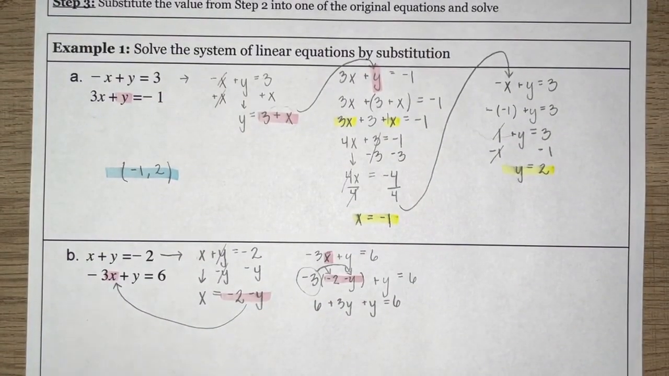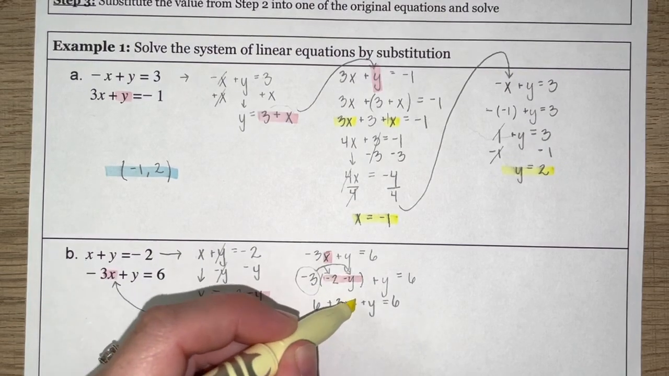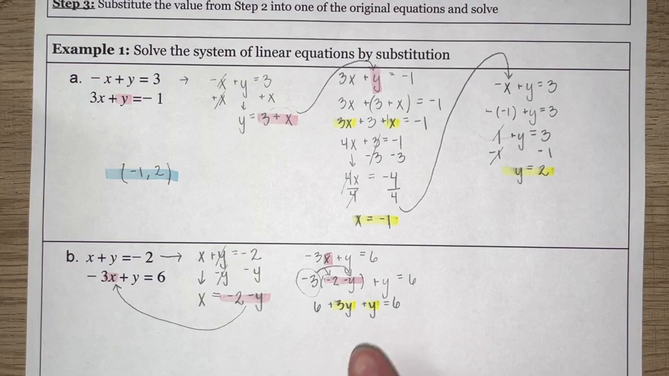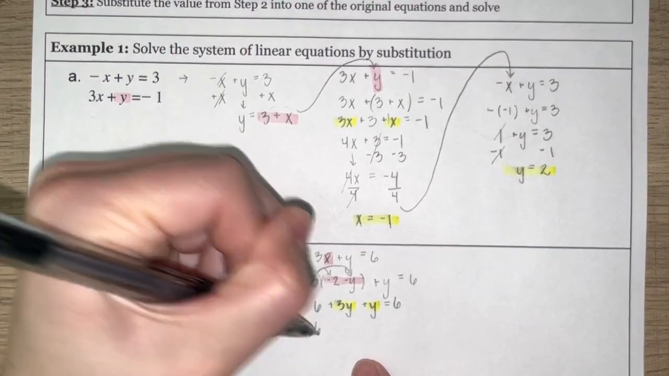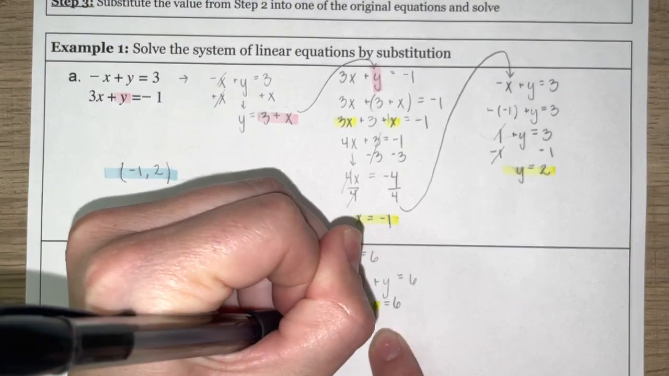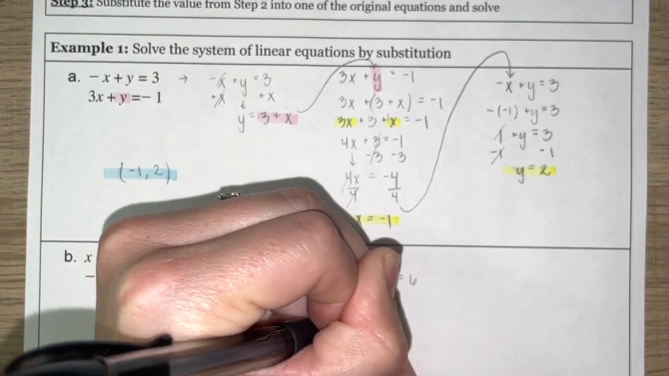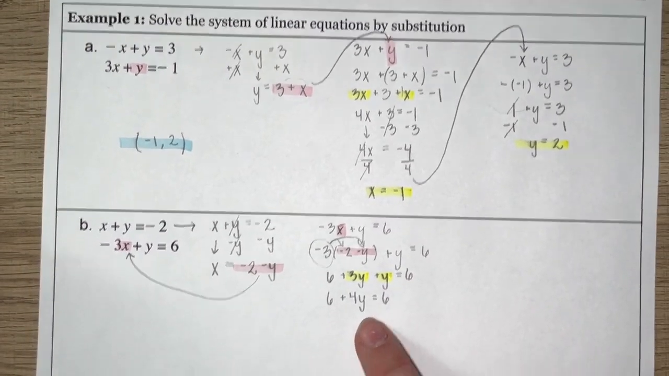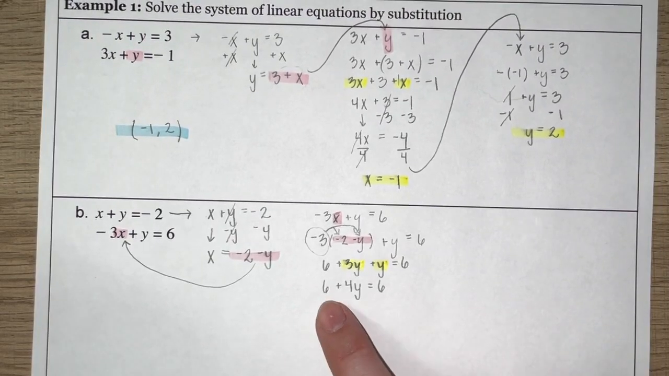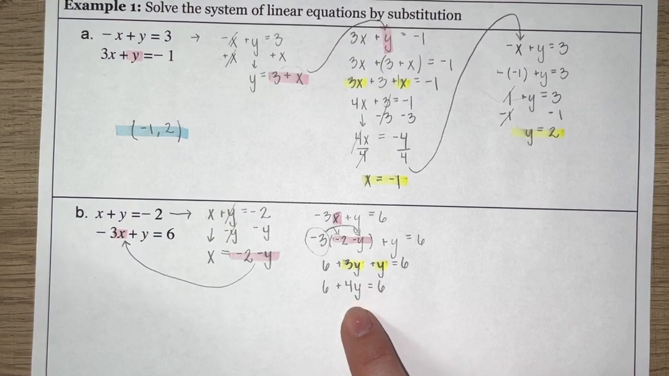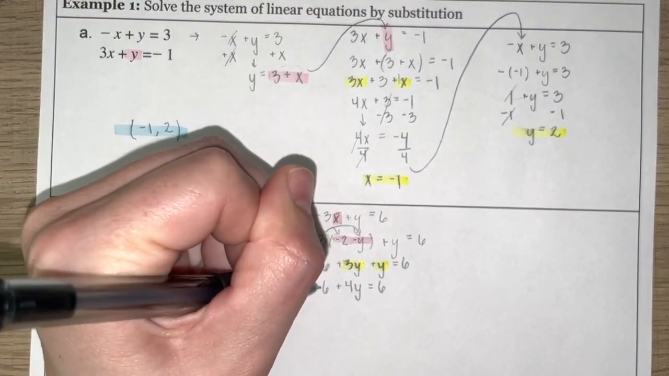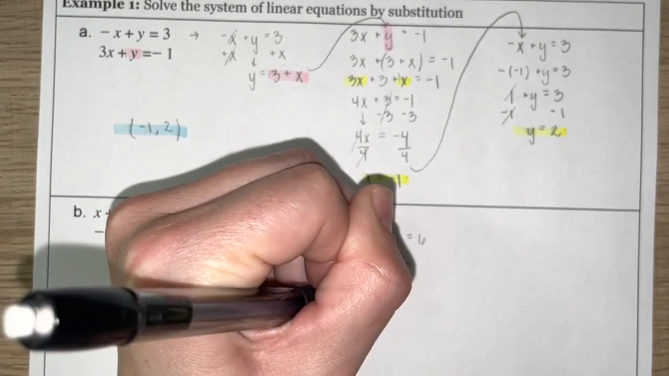So now I have some like terms I can combine. I can combine the 3y and the y, because they both have y to the first power. So I'll bring down this 6. 3y plus y turns into 4y equals 6. Now I have 6 plus 4y equals 6. I want to get y by itself, so I have a 6 that's being added, a 4 that's being multiplied by the y. So I'm going to undo the addition first. In order to undo the +6, I'm going to subtract 6 from both sides.